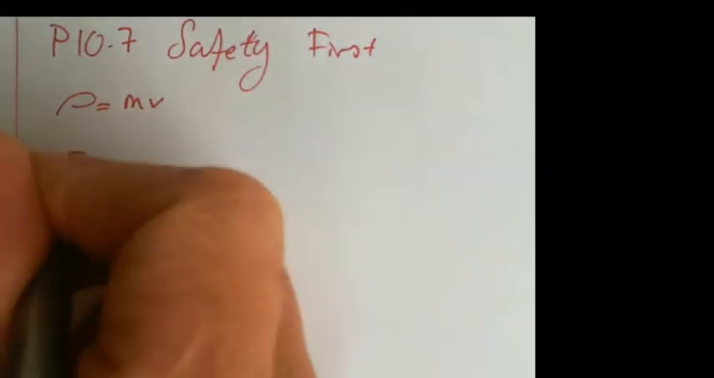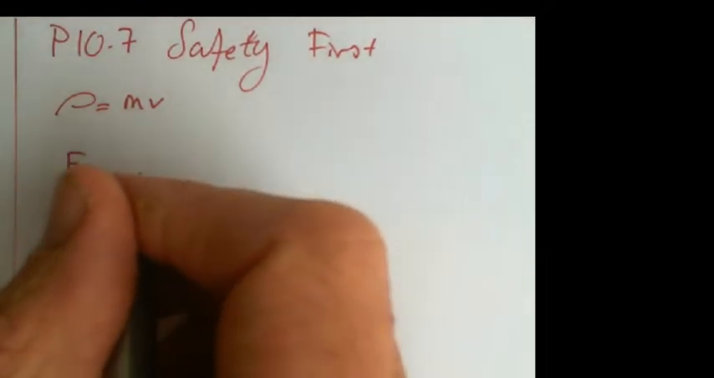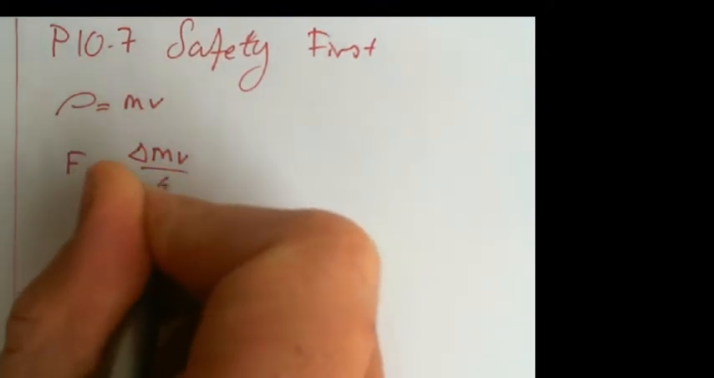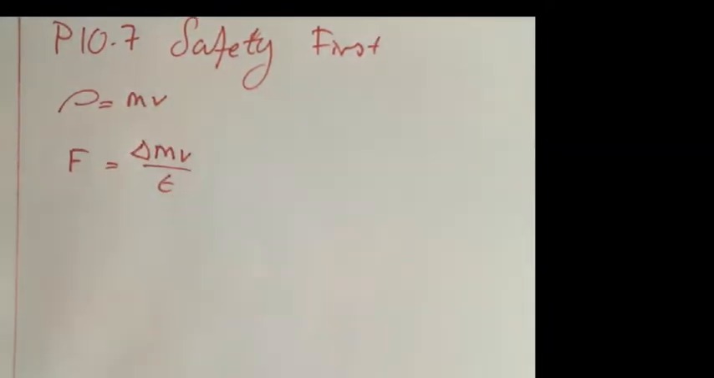So p equals mv, F equals delta mv over t, and F equals ma, just because it's such a useful one to know.